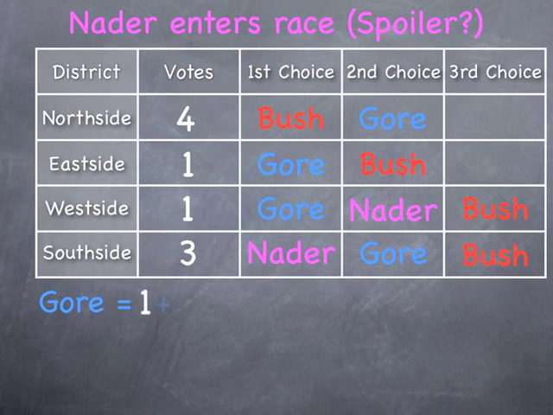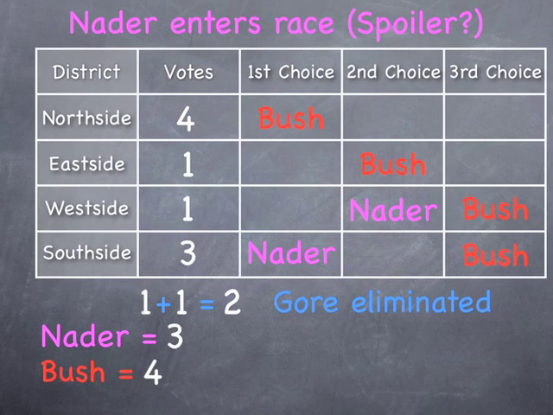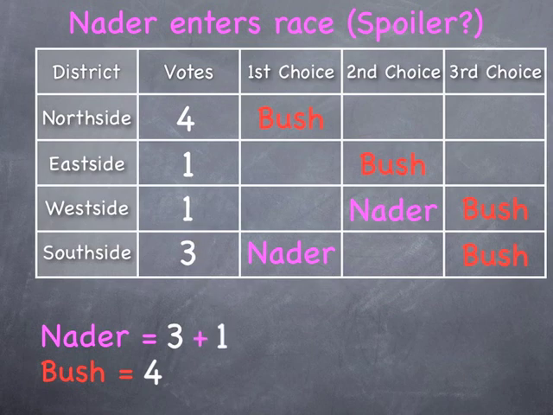Gore has 1 vote, and 1 vote from the west side, for 2. Nader has 3 votes, and Bush has 4 votes. With the instant runoff voting algorithm, you eliminate the lowest placed candidate. In this case, it's Gore, so he's eliminated. Then you redistribute his votes to the next voter's choice. Let's go ahead and do that. You see that Nader has 1 more for a total of 4, whereas Bush gets 1 from the east side, and he has 5, and Bush is the winner.